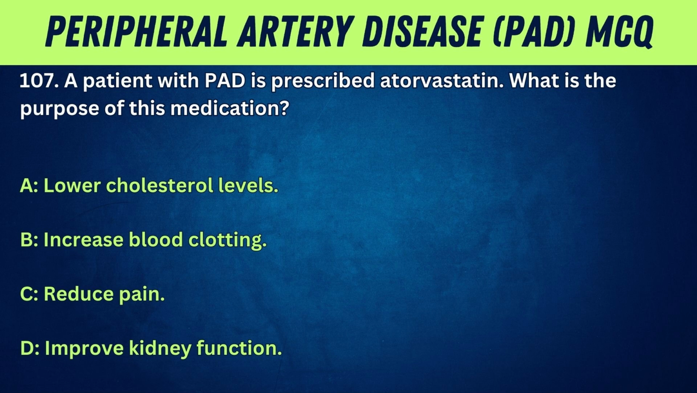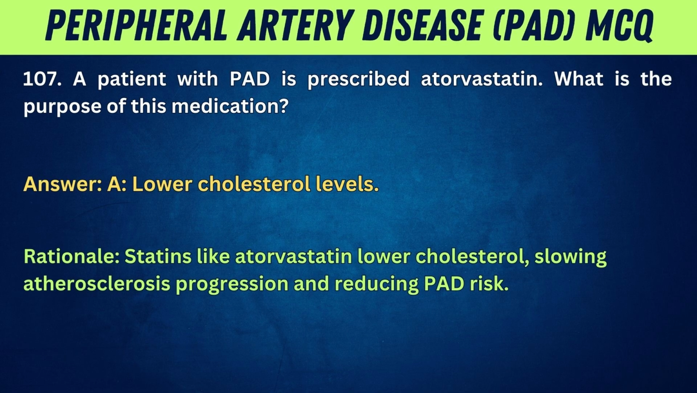107. A patient with PAD is prescribed atorvastatin. What is the purpose of this medication? A. Lower cholesterol levels. B. Increase blood clotting. C. Reduce pain. D. Improve kidney function. Answer: A. Lower cholesterol levels. Rationale: statins like atorvastatin lower cholesterol, slowing atherosclerosis progression and reducing PAD risk.